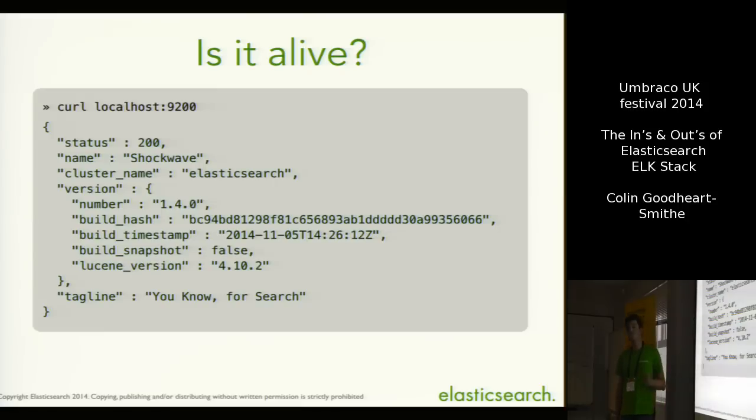Port 9200 is the HTTP port for Elasticsearch, and if you just do a GET request to that URL, you'll get information such as the cluster name, which by default is elasticsearch, the node name, which by default actually picks one of the 300 Marvel characters for you, and it will give you some information about the version of Elasticsearch you're running.